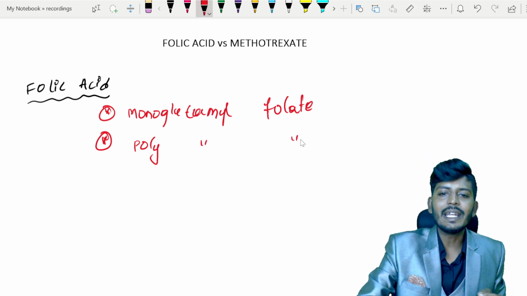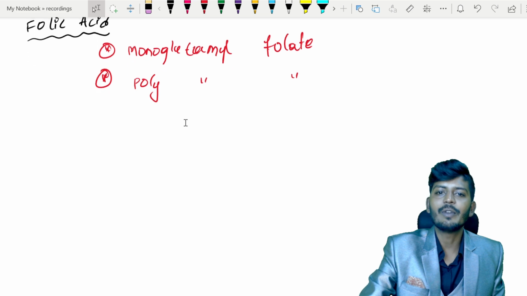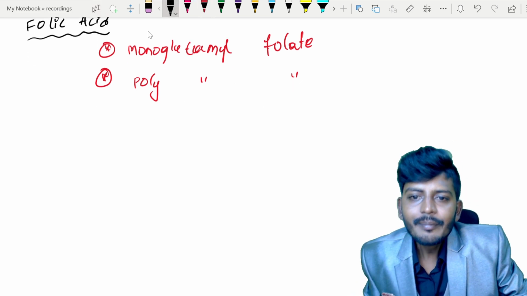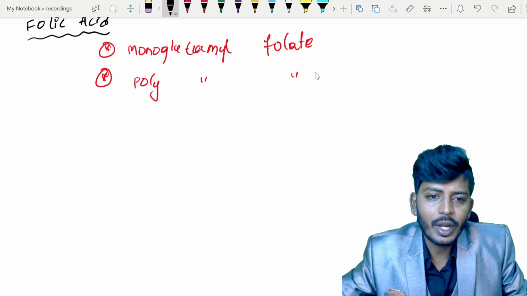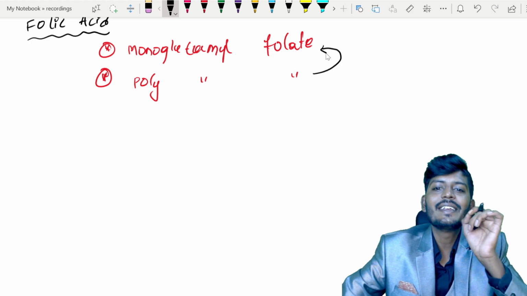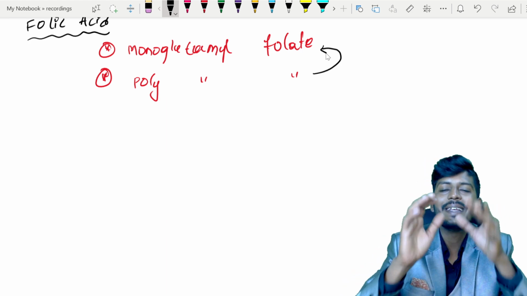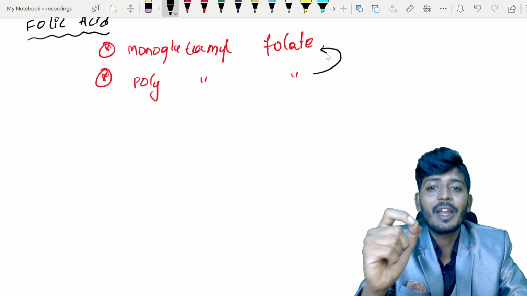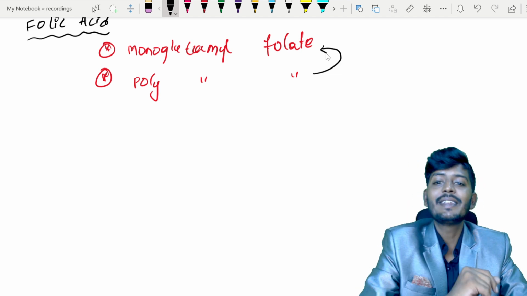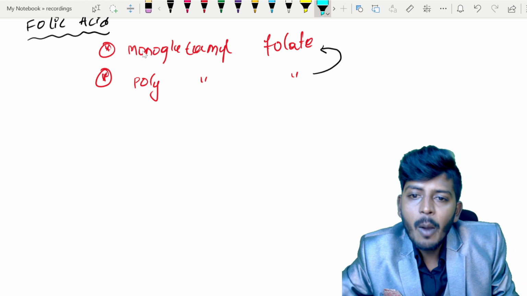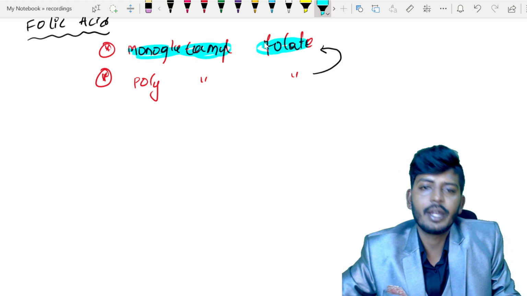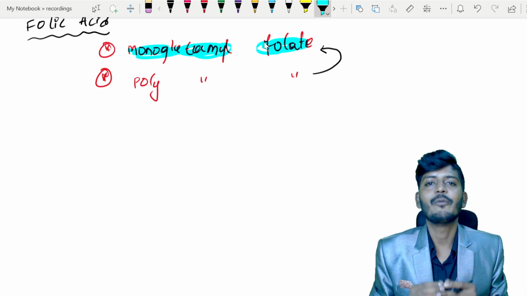So whenever you ingest folate, means you eat food which consists of monoglutamyl or polyglutamyl folate, remember, these polyglutamyl folate will further get converted into monoglutamyl folate. So basically, what is the rule? In your body, if folate has to get absorbed, it should be in the form of monoglutamyl folate. So monoglutamyl folate is the form which can get absorbed.